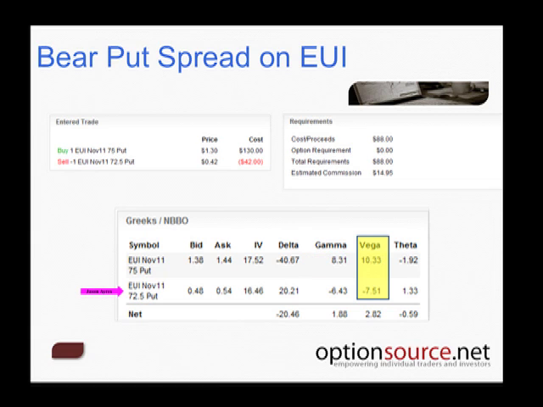So in this case, you can see here that the vega of the November 75 put is 10.33. The vega of the 72.5 put is in fact 7.51. Because we've sold that particular option contract, the vega is an offsetting factor, so we subtract that from our long option contract, and you can see that the net vega of the position is 2.82.